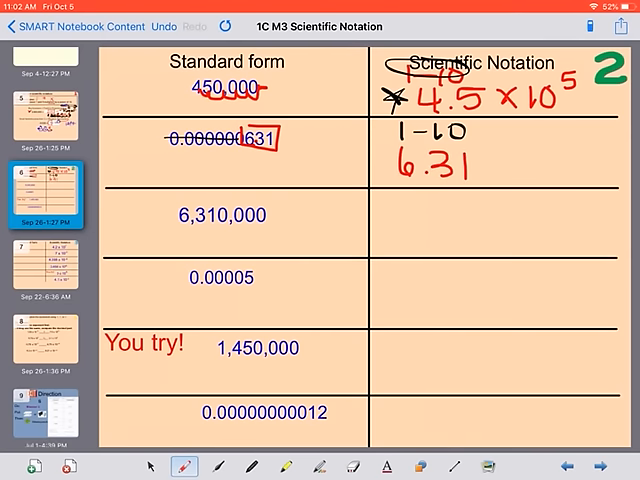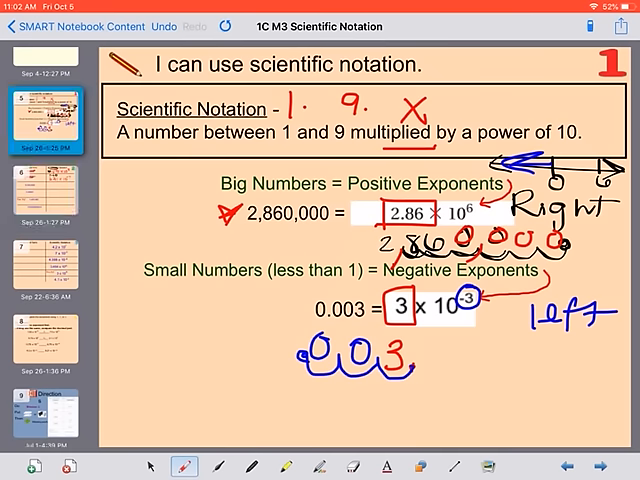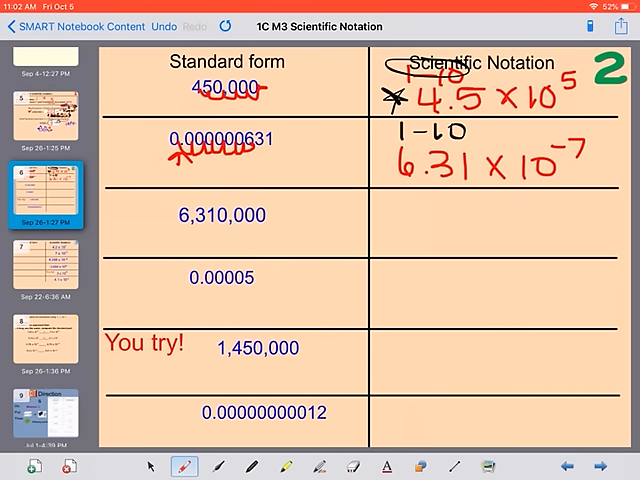6.31. And now we need to think, how many times would we multiply, or really divide this, because it's a small number, how many times would we divide by 10 to get our decimal back to where it should go? So we'd be dividing by 10 1, 2, 3, 4, 5, 6, 7 times. So we move to the left on our number line. Remember here, positive numbers were to the right. To the left, we moved it a negative 7, or 7 to the left. That's why our exponent's a negative. Negative for small numbers because we're really dividing by 10.